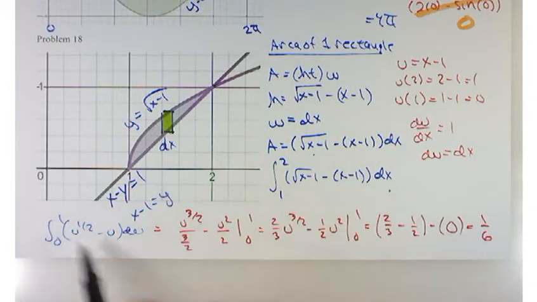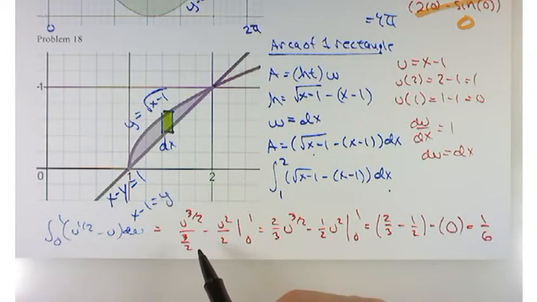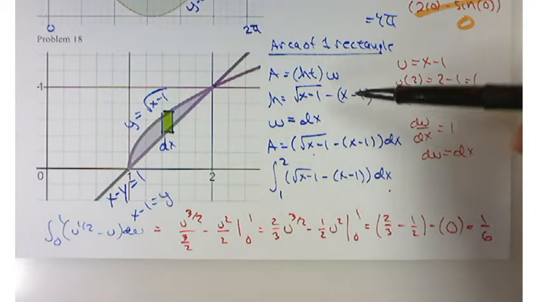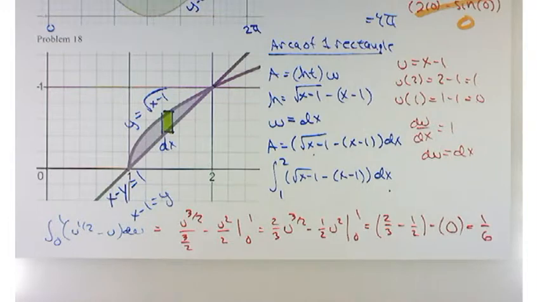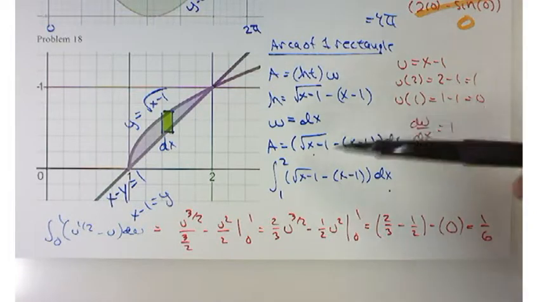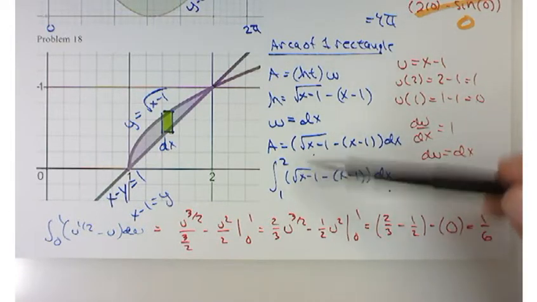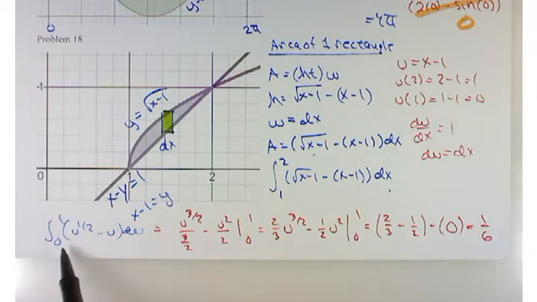We added 1 to the exponent and divided by the same exponent. So that's what you would do. And then you can work it in x without changing your limits of integration. Oh, because we changed over from integrating with respect to x to integrating with respect to u, it's a different variable. So it changes your limits of integration when you make that change.